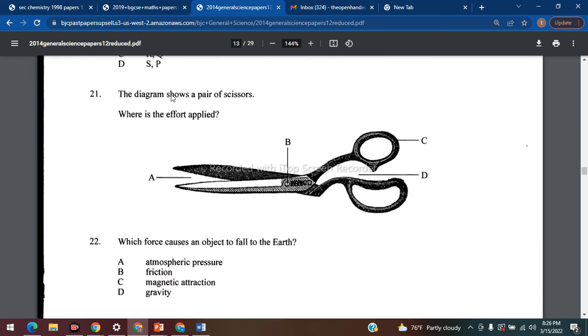The diagram shows a pair of scissors. Where is the effort applied?